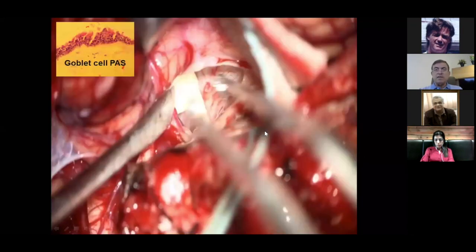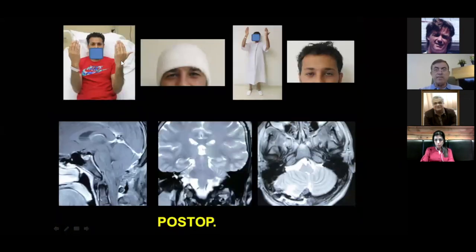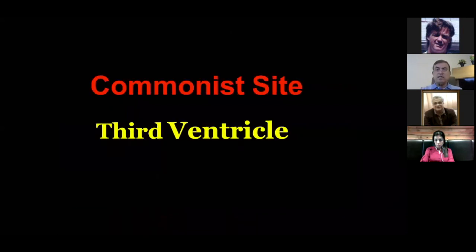This is the medulla, this is the pons, so this is the prepontine space, the far lateral approach, and we are removing it, and this proved to be goblet cell positive. And this is the patient before and after surgery, and his post-operative picture. So this is histologically confirmed, a colloid cyst.